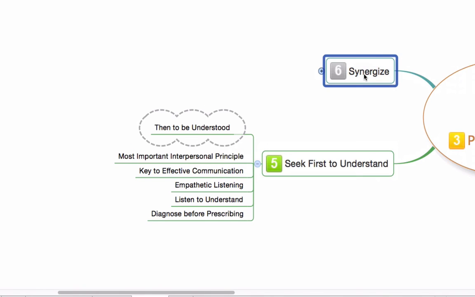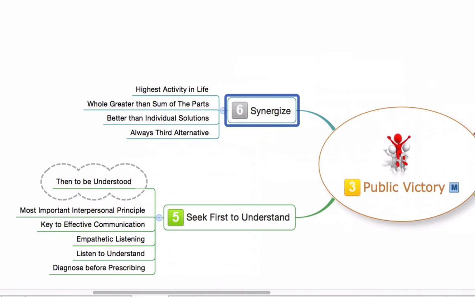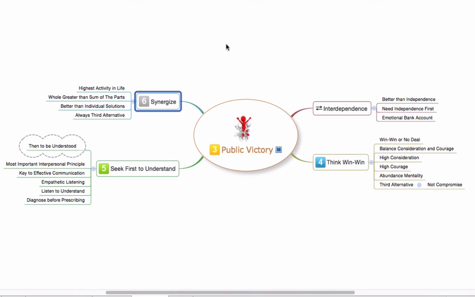Now the sixth habit is, he says, where you actually want to be. It's the highest activity in life, when you're creating solutions that are greater than the sum of the parts. 1 plus 1 is equal to 3 in this instance, where you get to solutions that are better than what the individuals themselves could propose. And you get this by always looking for the third alternative. That is the next part, the public victory component, and you'll end up being interdependent and synergize with others.